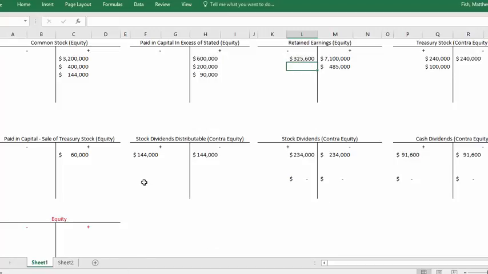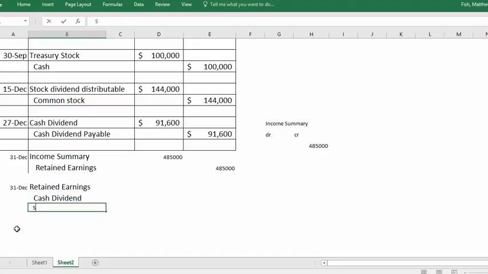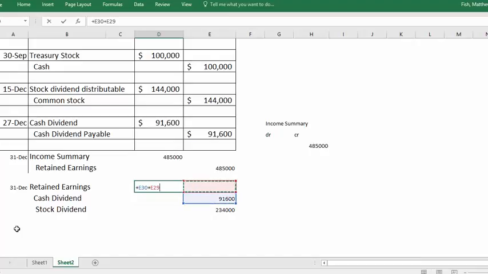So I did the journal entry kind of backwards here. On December 31st, I'm going to debit retained earnings for whatever that amount was. I can't remember, but I know we have a cash dividend account and a stock dividend account, and the stock dividend was 234 and this one was 91,600, so the balance went here. Okay, that's it for the first two requirements of the problem. I'm sorry it took so long, but I think that's probably the hardest part of the problem.